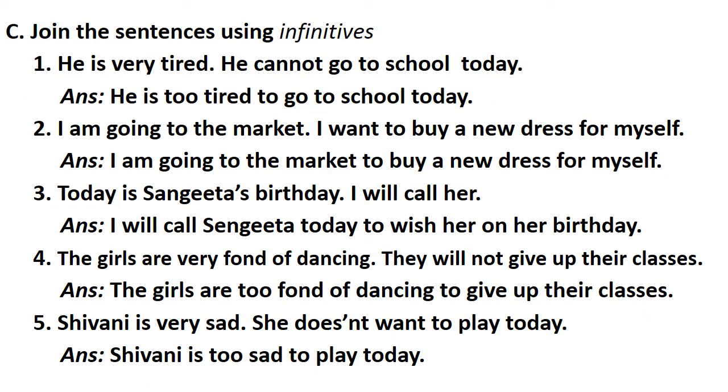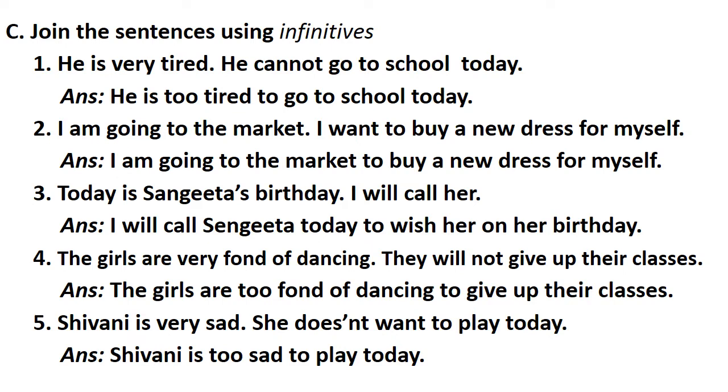Now moving towards the C part of the exercise, join the sentences using infinitives. Children, while joining the given sentences using infinitives, we have to make sure that the meaning of the sentence remains the same. The first sentence is, he is very tired. He cannot go to school today. Answer is, he is too tired to go to school today. I have replaced very with too, followed by the infinitive, to plus verb expression, that is to go to. So the answer here is, he is too tired to go to school today.